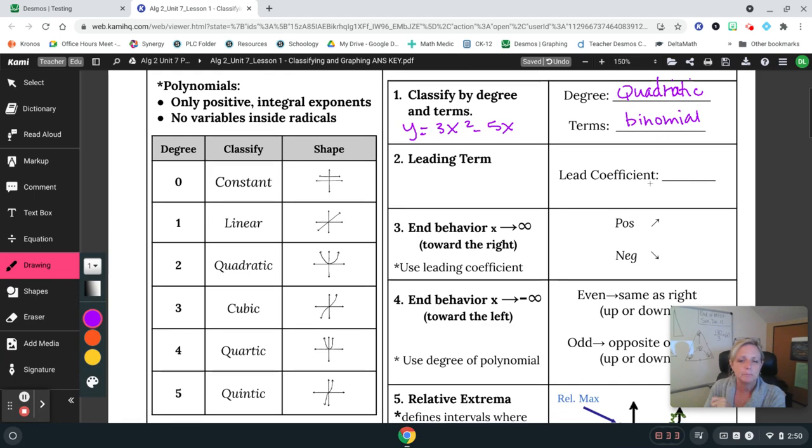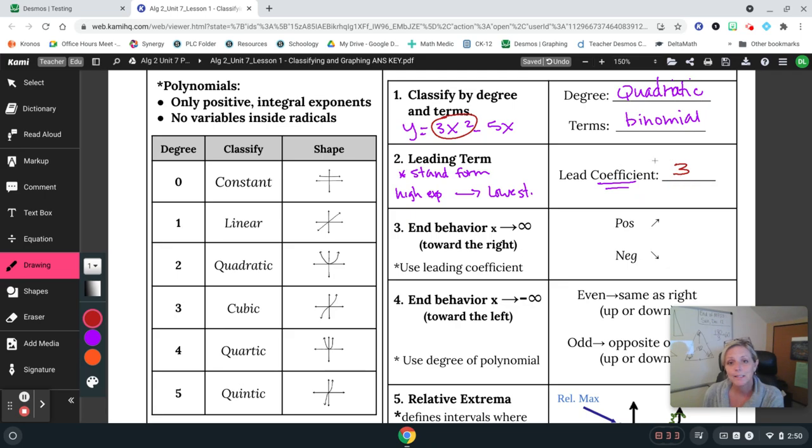Okay, leading term. This is important because we're going to get some important information from our leading term. The main thing to remember with this is to put your polynomial in standard form. And standard form means your highest exponent down to your lowest, and you're going to go in descending order. The leading coefficient is the number that is out front. So if we go back up and we look at this 3x squared, this is my leading term. It has the highest exponent. My coefficient in front of it is 3.